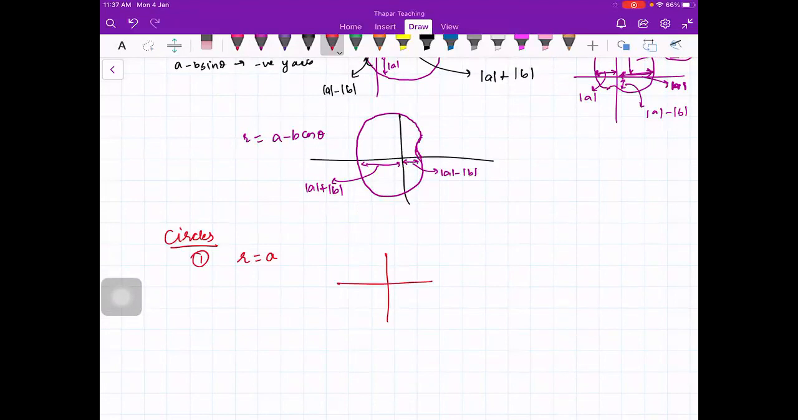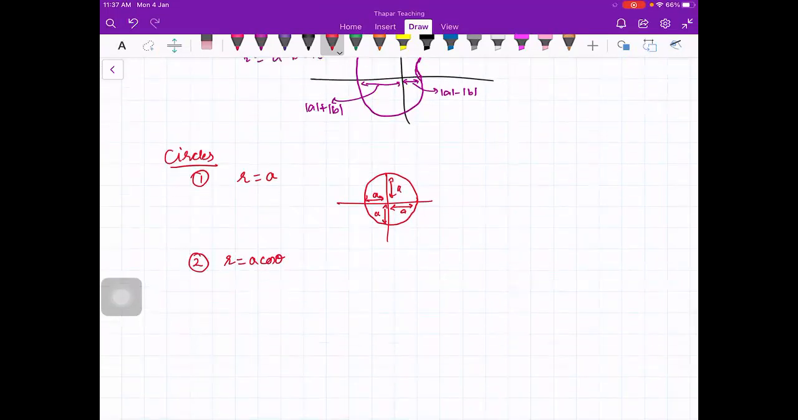This is a circle with center (0, 0) and radius a, r is equal to a. Right? Is that okay? r is equal to a. This distance is a, this distance is a, this distance is a, and this distance is a. Then you can try plotting this: r is equal to a cos theta. Can you see? Can you tell me where this is a circle? You can plot it.